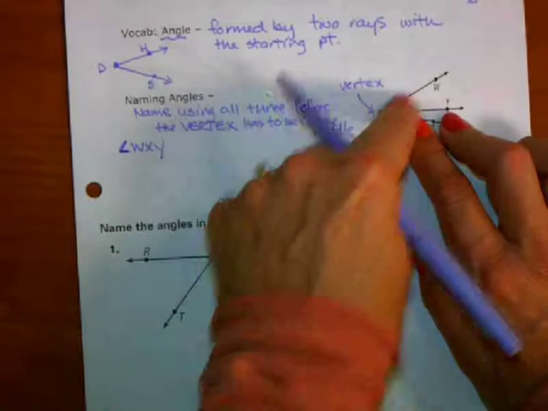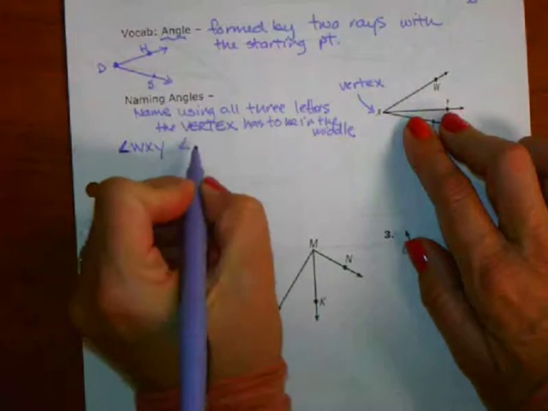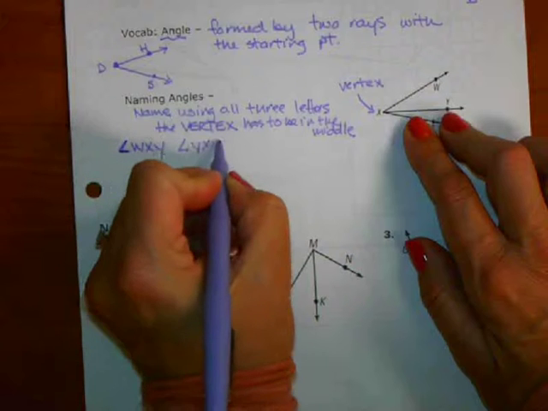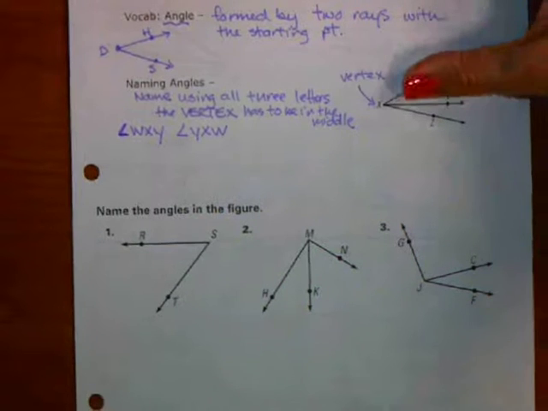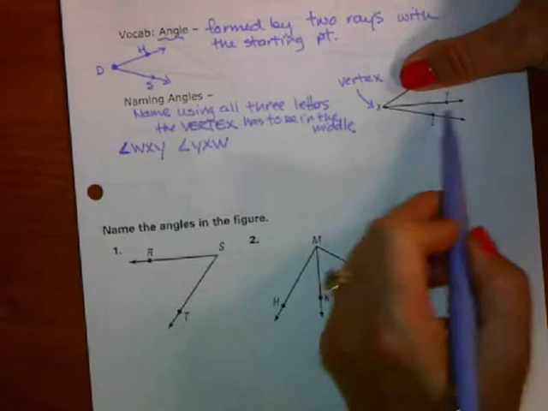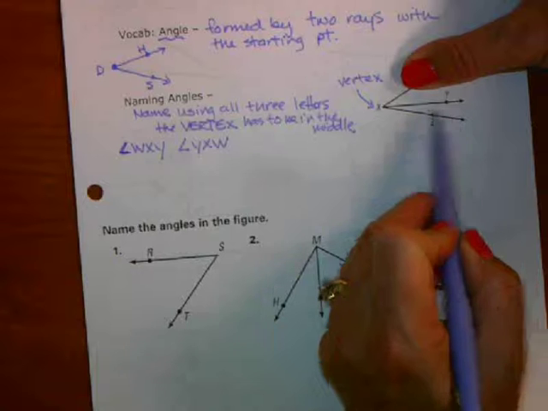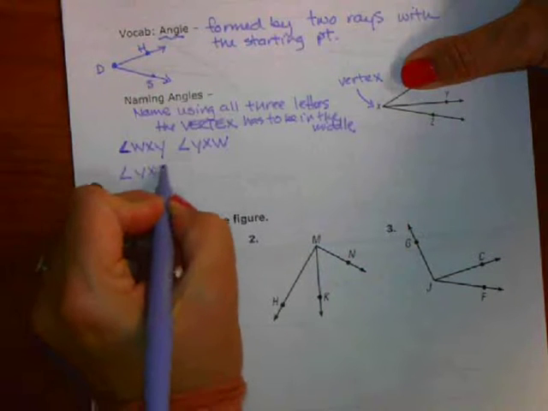Can I go the other way with this angle? Can I start with Y? Sure. How would I do that? Angle YXW. That's talking about that top angle right there. Let's talk about the bottom one. Colin, how would I name this angle right here? YXZ. Absolutely. Angle YXZ.